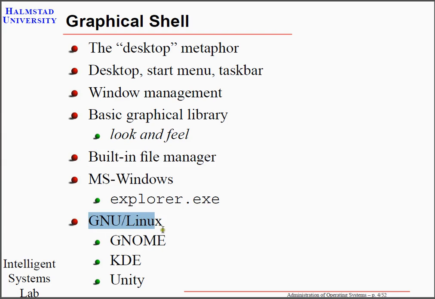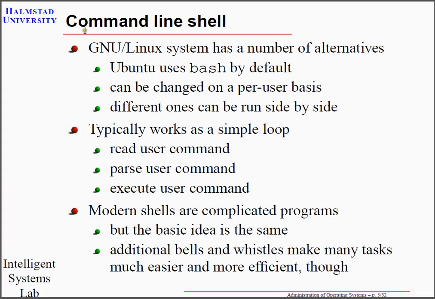And in GNU Linux, there are a number of different shells that are available. The one that by default comes with Ubuntu is called Unity. So if you have installed the Ubuntu on your virtual machine, you probably have this one available. But in the course, we will mostly be working with command line shell. And again, GNU Linux systems have a number of alternatives. We will be using Bash because that's the default one in Ubuntu. But you can try running different ones just to see what are the differences, and there is no problem running multiple side by side.